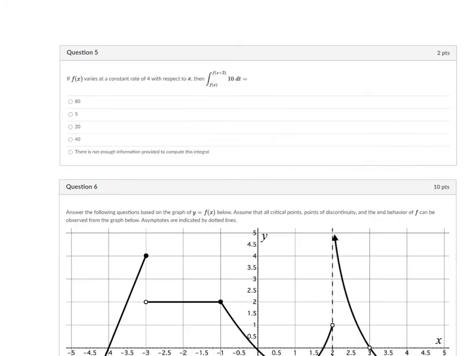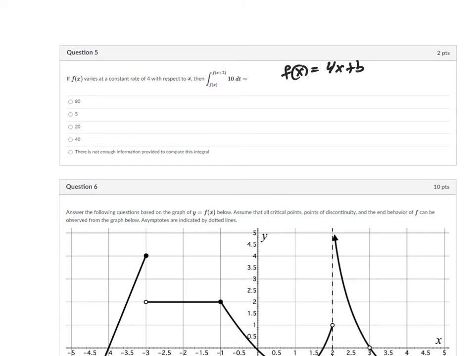Okay, so for question 5, we're told that f of x varies at a constant rate of 4 with respect to x. So what does that mean? That immediately tells me that f of x is a line, and its slope is 4, because it's varying at a constant rate of 4. So I know that f of x is equal to 4x plus some b.